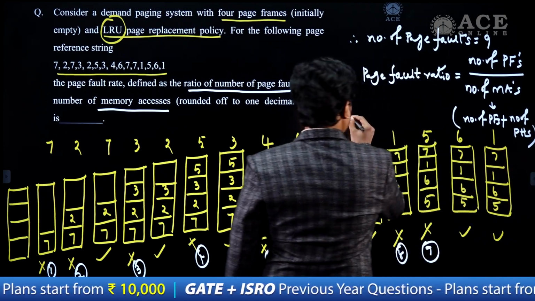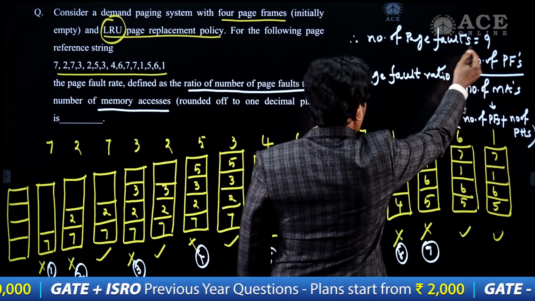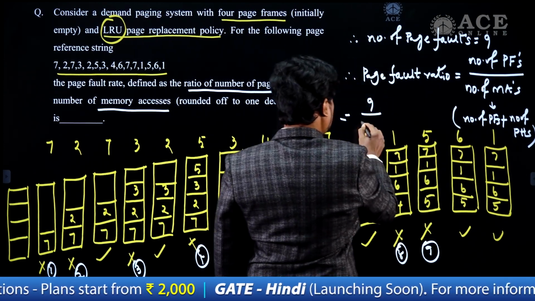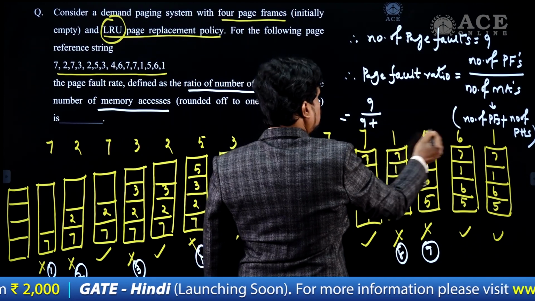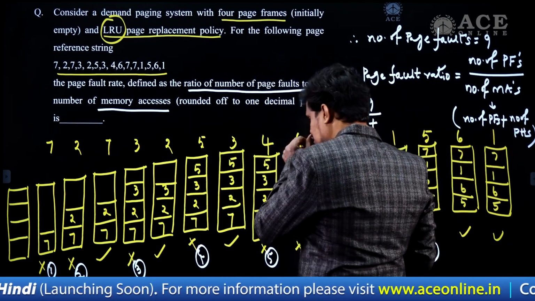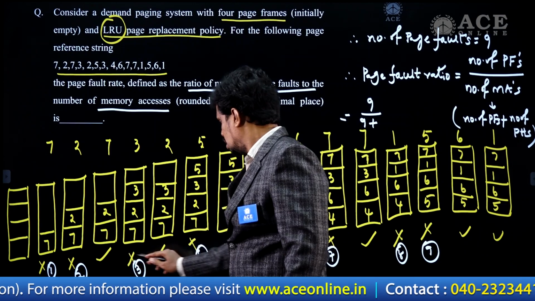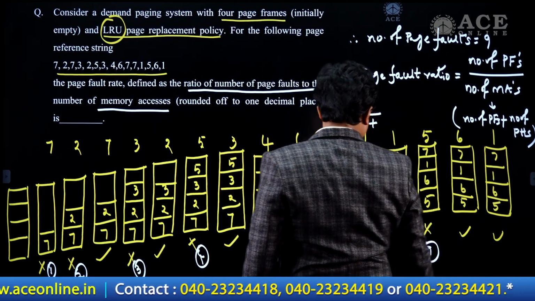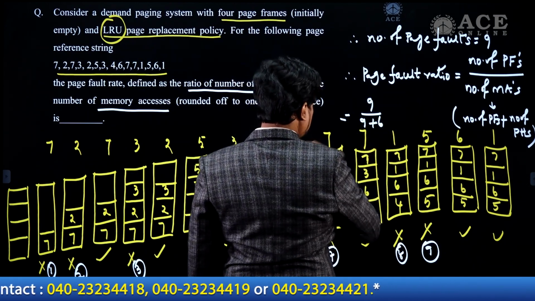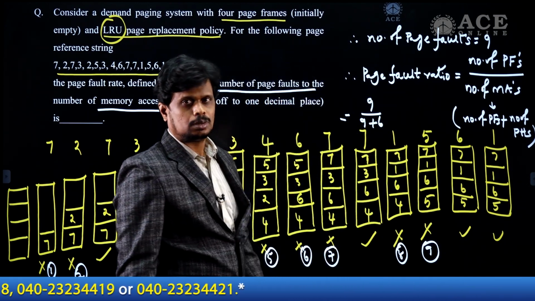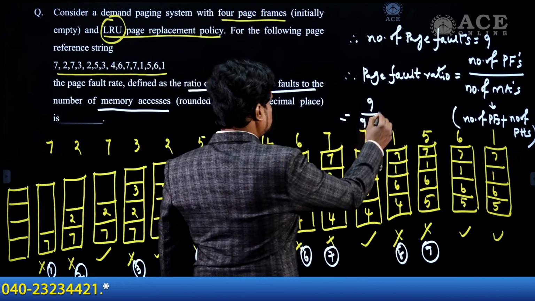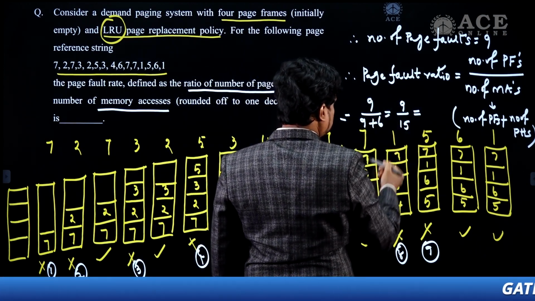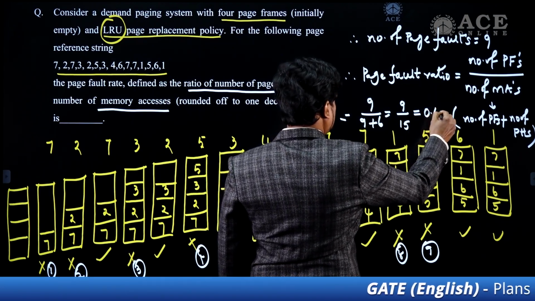So now what is the number of page faults here? 9. And we add the number of page hits. How many page hits do we have? Have a look. 1, 2, 3, 4, 5 and 6. So in total we have 6 page hits. So then it is 9 by 15. If we evaluate this, we get 0.6.